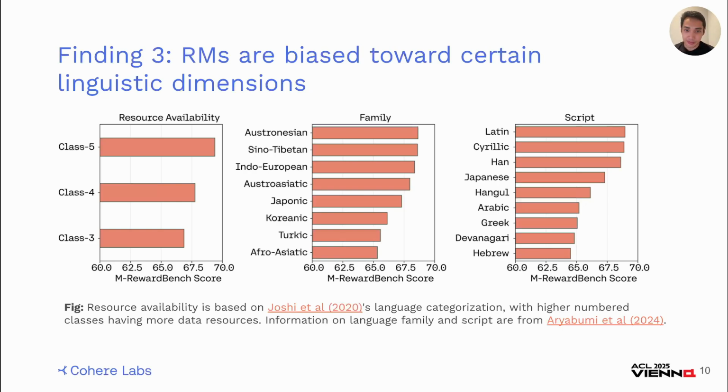For the middle and rightmost charts, we see that for some language families like Austronesian, Sino-Tibetan, and Indo-European, and some scripts like Latin and Cyrillic, reward models tend to perform better. Overall, I find this very interesting because it shows which languages or scripts need more work on reward modeling. And I hope this gives us a lot of insights on some targeted data collection practices that we can do if we want to improve reward modeling for multilingual NLP.